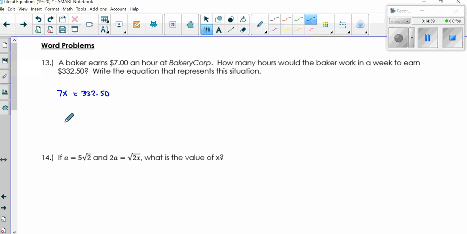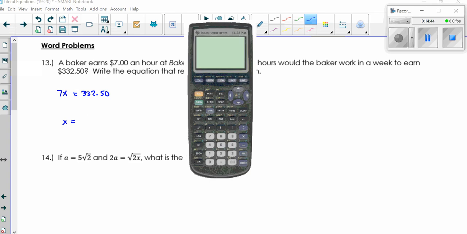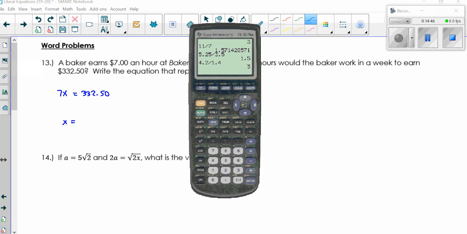I could then divide and say x equals. So let's make this calculator a little bigger. Take 332.5 divided by 7. 47 and a half. So 47.5 hours. And I believe when I pulled this off the SAT, the only thing that they were looking for was this.